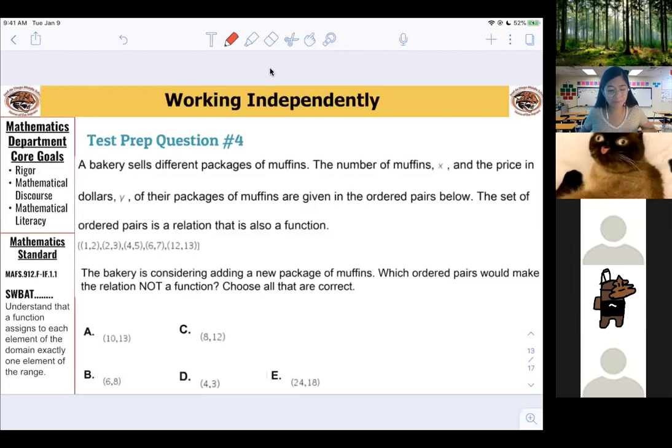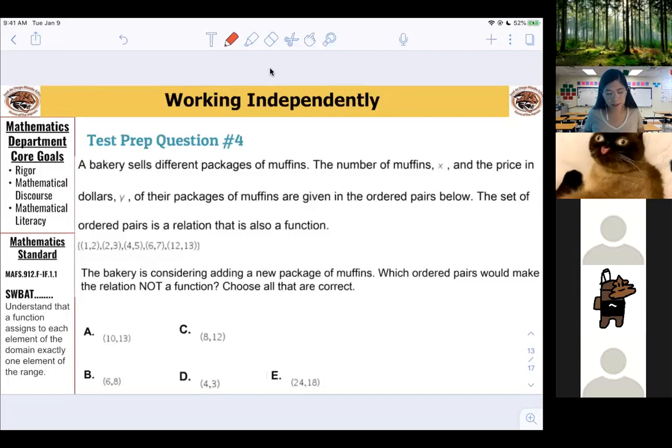Okay, I'll go. A bakery sells different packages of muffins. The number of muffins, X, and the price in dollars, Y, of the packages of muffins are given in the ordered pairs below. The set of ordered pairs is a relation that is also a function. And then there's the set. So 1, 2, 2, 3, 4, 5, 6, 7, and 12, 13.